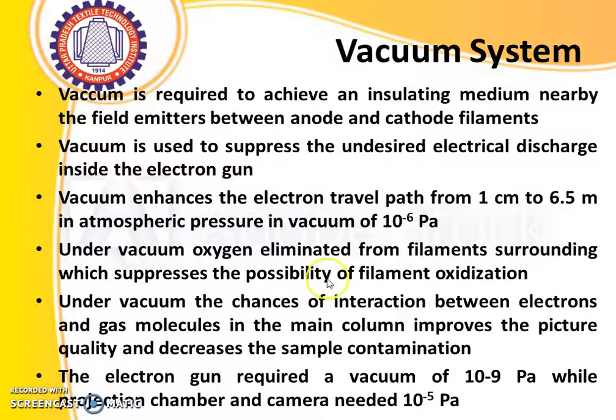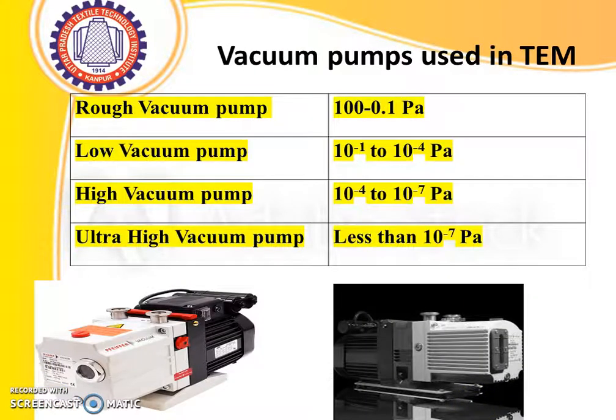Under vacuum, oxygen is eliminated from the filament surroundings, which suppresses the possibility of filament oxidation. Under vacuum, the chances of interaction between electrons and gas molecules in the main column are reduced, which improves the picture quality and decreases sample contamination. The electron gun requires a vacuum of 10 to the power minus 9 Pascal, while the projection chamber and camera need 10 to the power minus 5 Pascal.